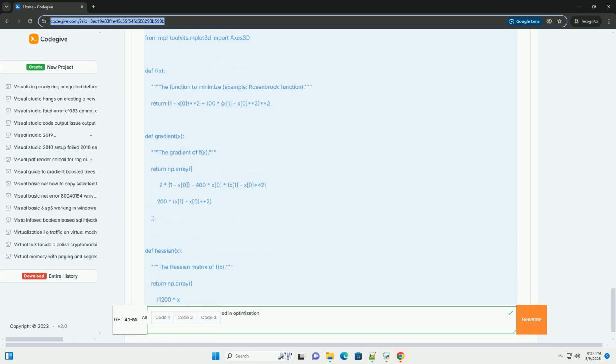Line search: instead of taking a full Newton step, x_{k+1} = x_k - H(x_k)^{-1} ∇f(x_k), a line search can be performed to find a better step size. This involves finding a value alpha such that f(x_k - alpha H(x_k)^{-1} ∇f(x_k)) is minimized. Trust region methods: these methods define a trust region around the current point where the quadratic approximation is believed to be accurate. The step is then constrained to stay within this trust region.